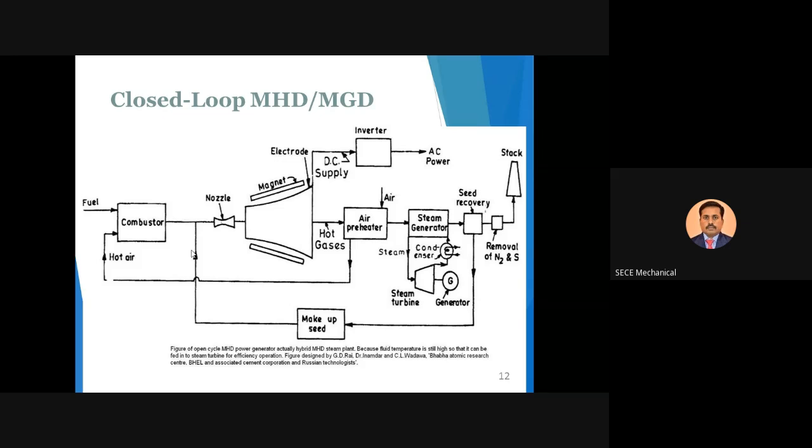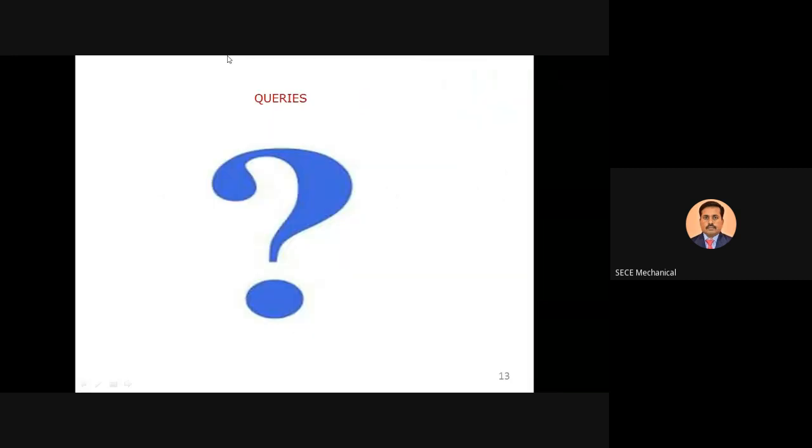So again the power will be generated. The remaining gas will be sent to the atmosphere. In a closed loop system, one power we get from MHD is converted from DC power source to AC, whereas from the steam turbine you can get AC directly. So these are the concepts behind the closed loop system. That's all for now. Do you have any doubts? You can ask now.